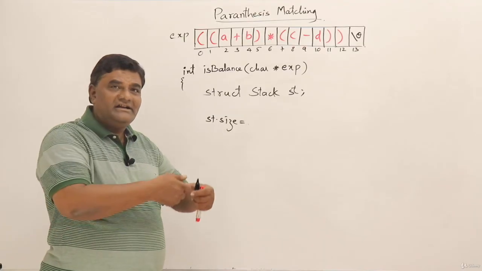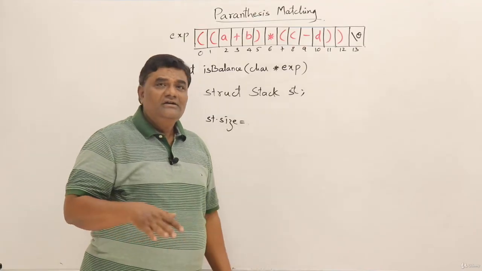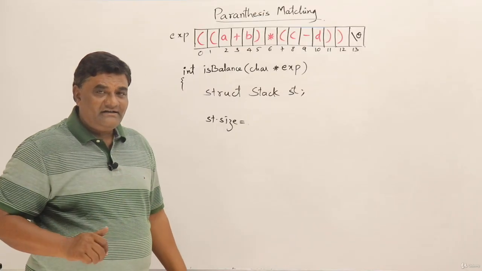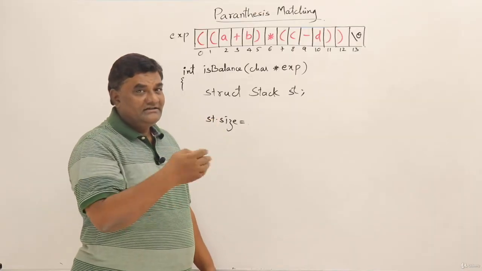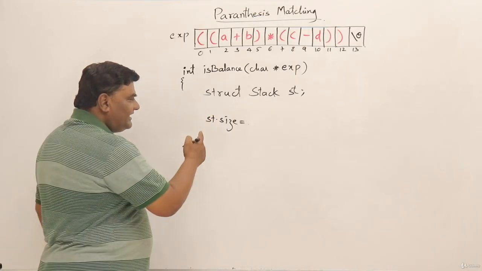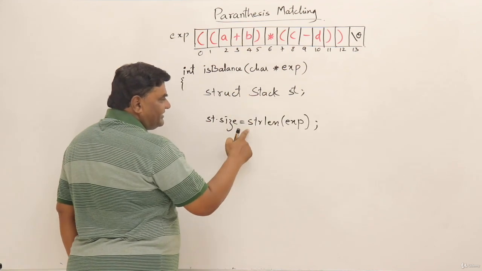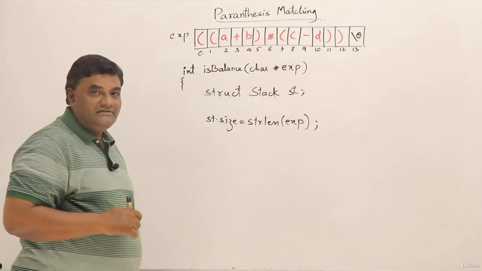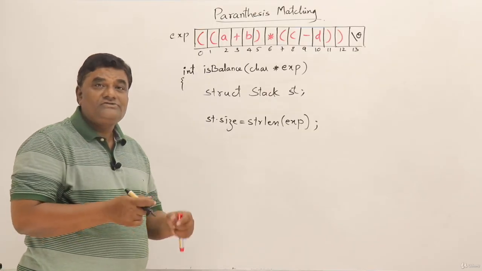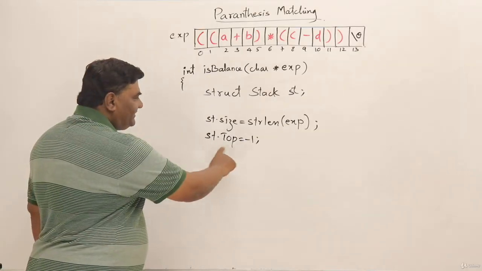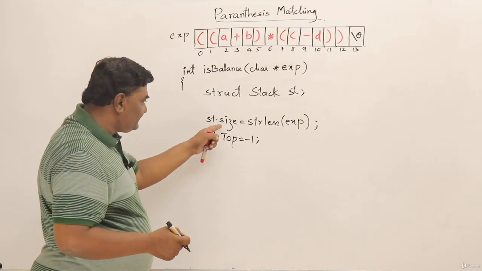I assume that at most I have opening brackets equal to the size of the expression. So let us take a little bigger size, a stack that is equal to the size of the expression. So I should know the length of that string, and that should be the size. I will take the size of the stack, st, as the string length of this expression. String length is a function, you can call that and it will give you the length of a string. That is the size. Now the next thing I have to do is set the top pointer as -1.